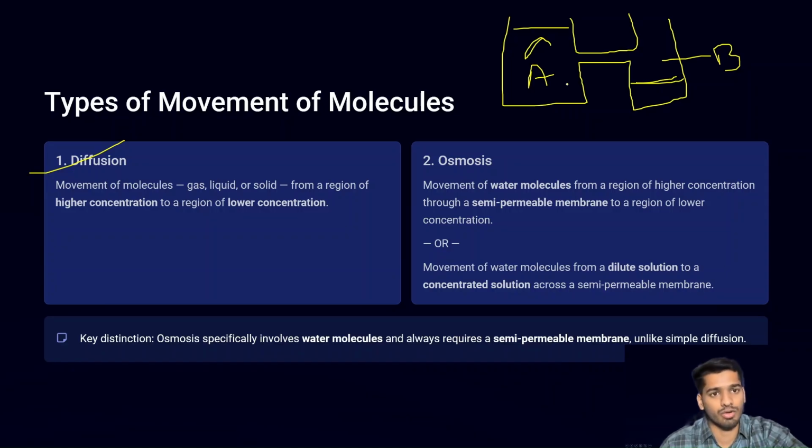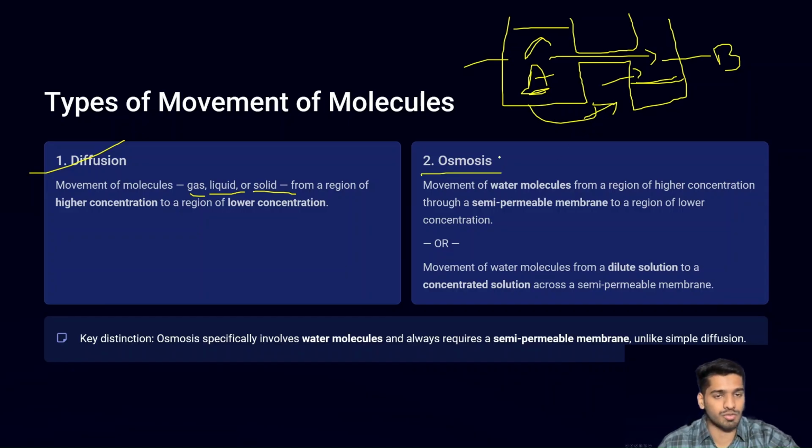How are these molecules going to move? These molecules are going to move from the region of higher concentration to the region of lower concentration. This is how everything in nature moves. This is nothing but diffusion. So what is diffusion? Movement of gas, liquid or solid from the region of higher concentration towards the region of lower concentration. I hope this much is clear.